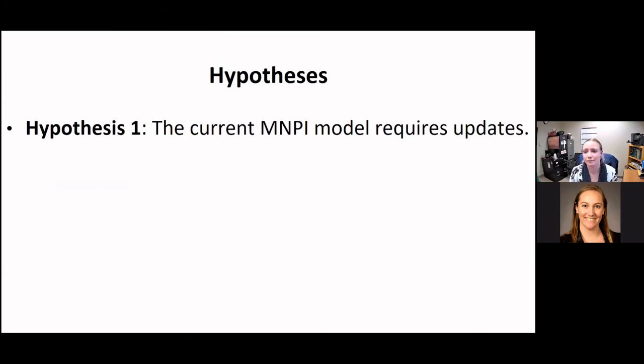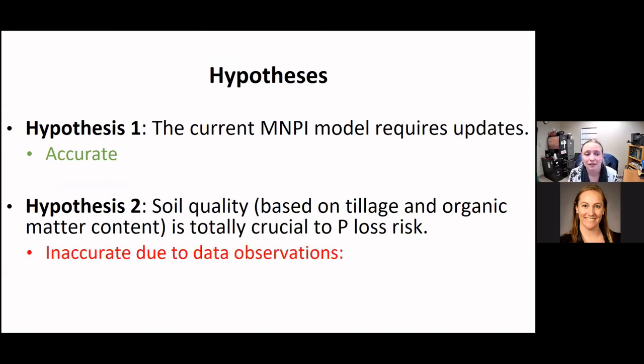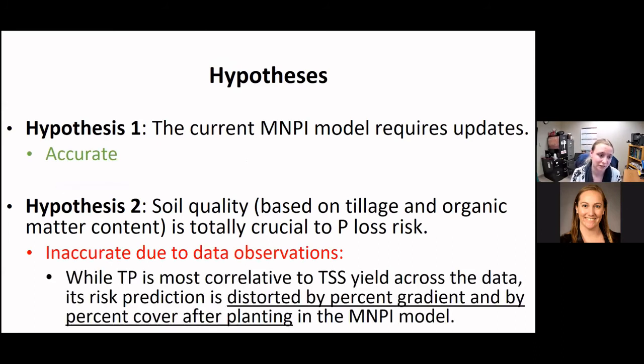Conclusions. Revisiting my hypotheses introduced in the beginning. Hypothesis 1, that the current MNPI model requires updates. This is accurate. Hypothesis 2, soil quality based on tillage and organic matter content is totally crucial to phosphorus loss risk. This is inaccurate due to some data observations. So while total phosphorus is most correlative to TSS yield across the data, its risk prediction is distorted by percent gradient and by percent cover after planting in the MNPI model.